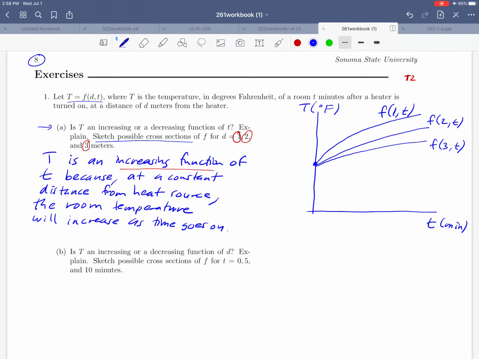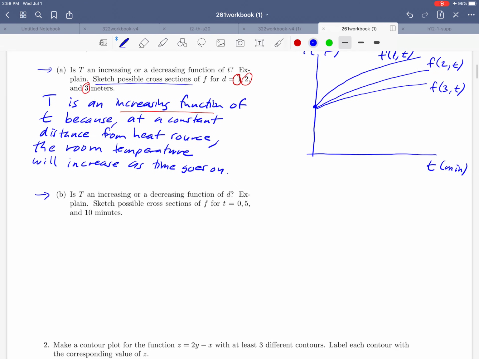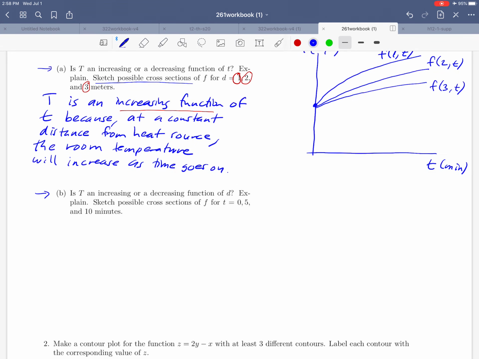Okay, good. So I think we have finished with part A. Let's move on and look at part B here. So the first part of B asks us, now, would temperature be an increasing or decreasing function of D, the distance away from the heater?